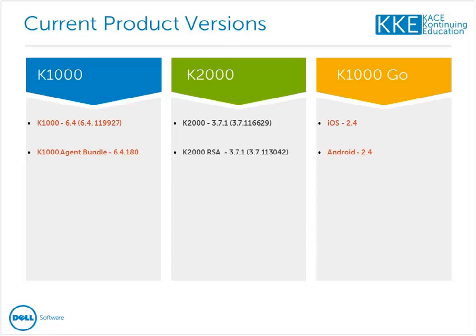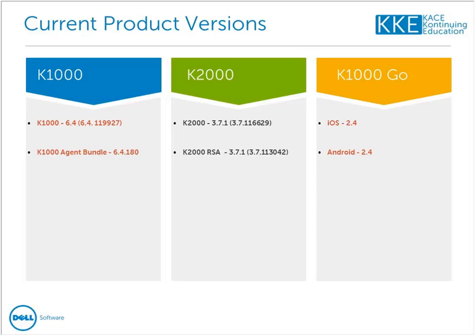And then we have our K1000 Go app, which was also updated for 6.4. You can see it's version 2.4. This coincides with 6.4, as it has some additional features that are enabled if you are working with a 6.4 server. I'm going to throw some links in the chat window if you have not already updated. Take a look at those links, read the release notes, and watch the What's New in 6.4 KKE, because we're going to talk about making sure you take proper steps before upgrading, like backing up.